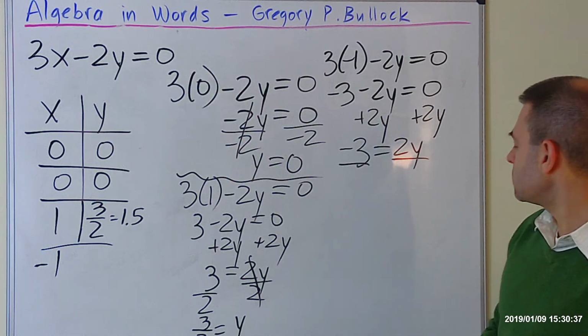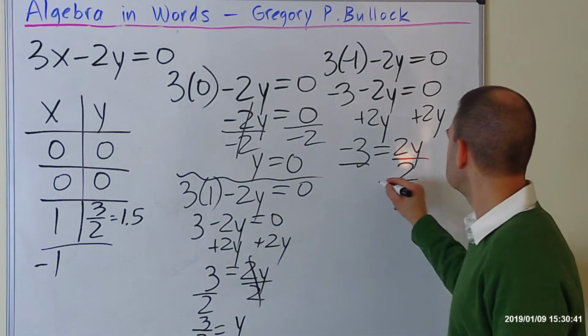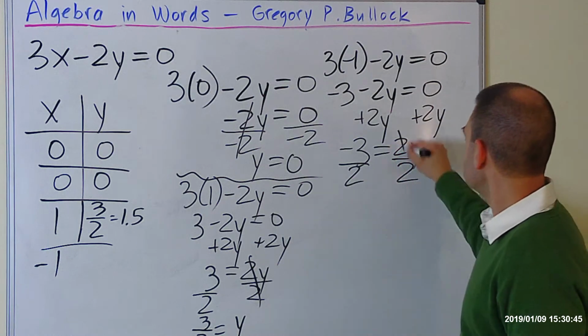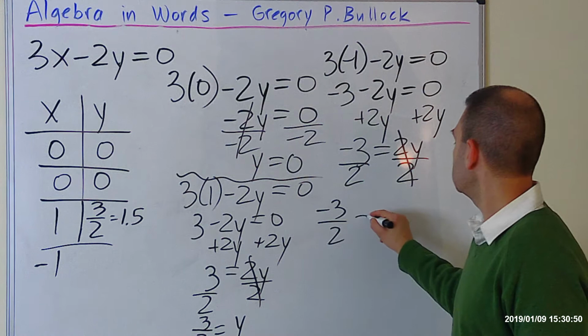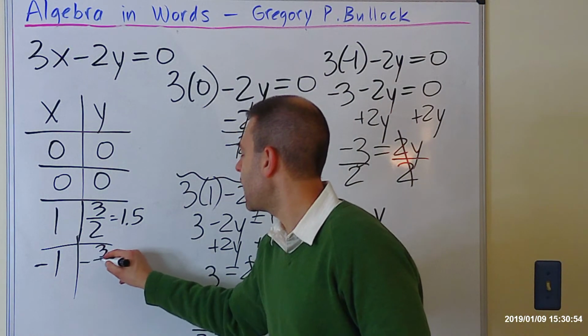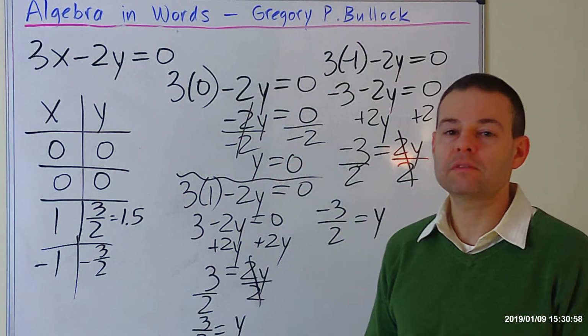And now let's divide both sides by the coefficient 2. The 2's cancel, and we're left with negative 3 halves is equal to y. So I'll put that in here, negative 3 halves for y. And now let's plot that.